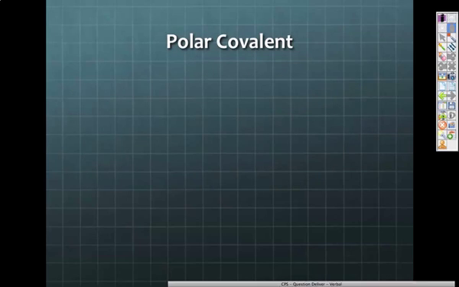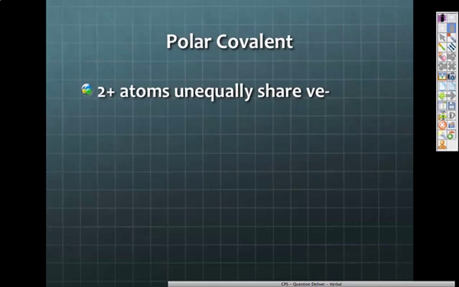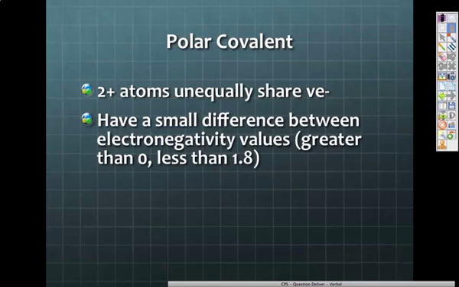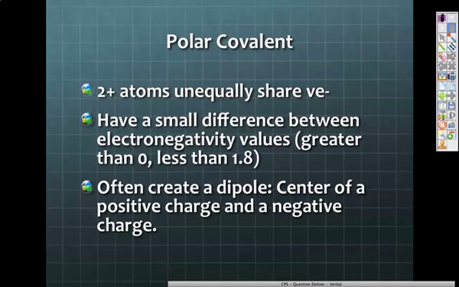Good. Okay, polar covalent. We have two or more atoms that are unequally sharing valence electrons. There's going to be a small difference between the electronegativity values, greater than 0 but less than 1.8. And sometimes these do involve metals and nonmetals. They often create what is called a dipole, which is a center with a positive charge and a negative charge. So one of them pulls the electrons towards it more, so it becomes more negative. The one that has the electrons pulled from it becomes slightly positive, but not enough to be a full charge.